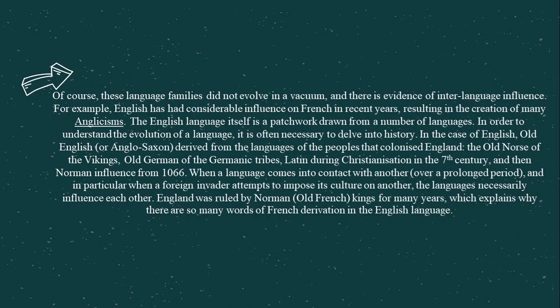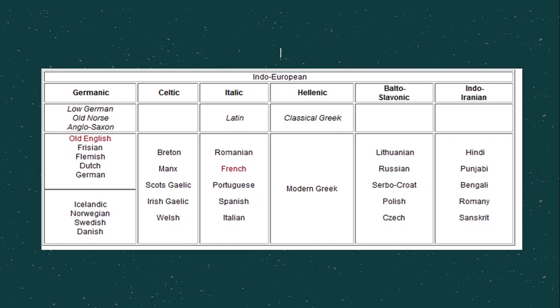1066. When a language comes into contact with another, and in particular when a French invader attempts to impose its culture on another, the languages necessarily influence each other. England was ruled by Norman, Old French kings for many years, which explains why there are so many words of French derivation in the English language.